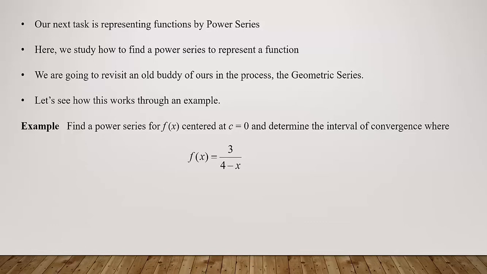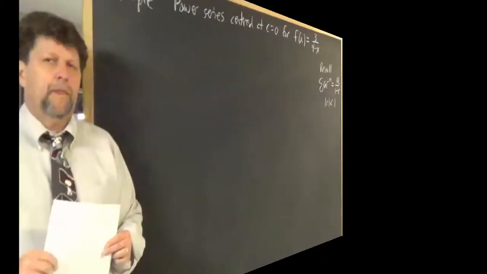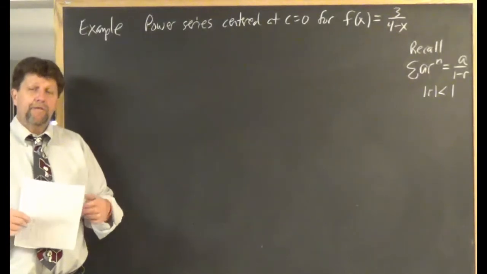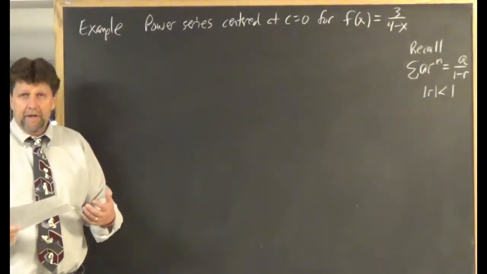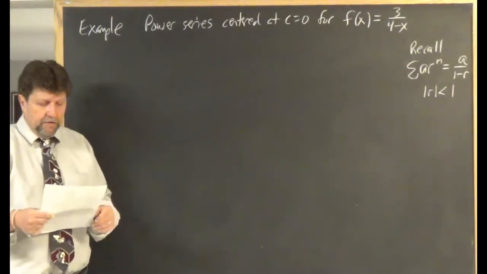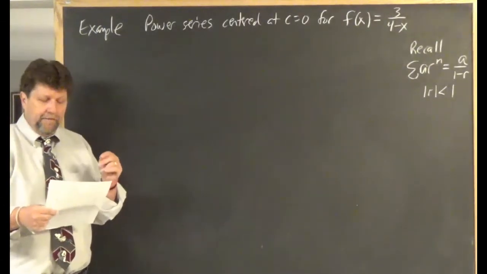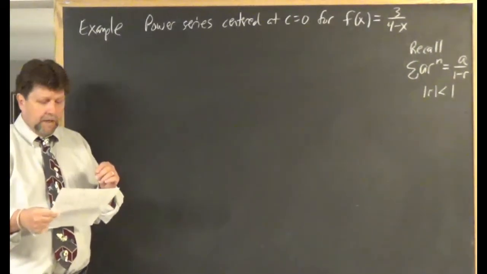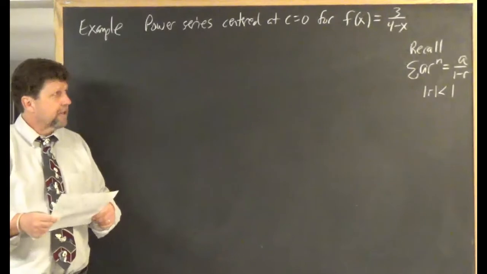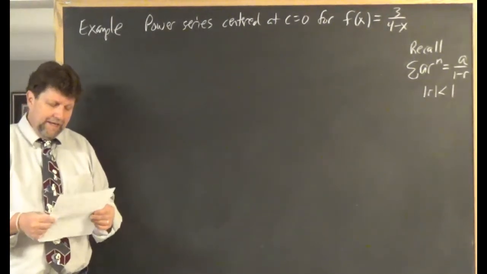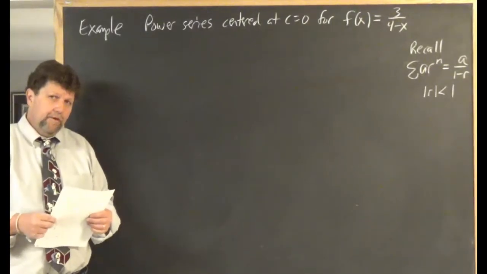So write it down. You know the drill. I'm going to head off to the chalkboard to work through this. All right, I told you we're going to start to encounter stuff where we're going to go back and revisit our good friend, the geometric series. So in this example, you were asked to determine a power series for the function f centered at c equals 0 and also get the interval of convergence. And the function you were given is 3 over 4 minus x.